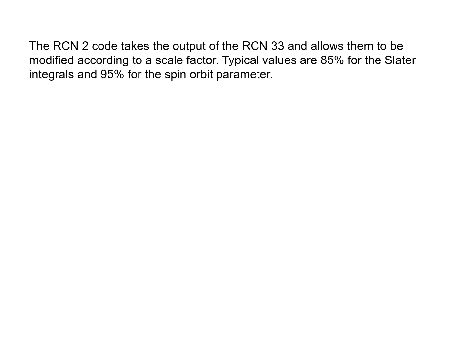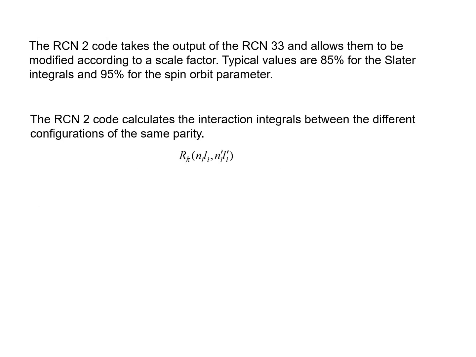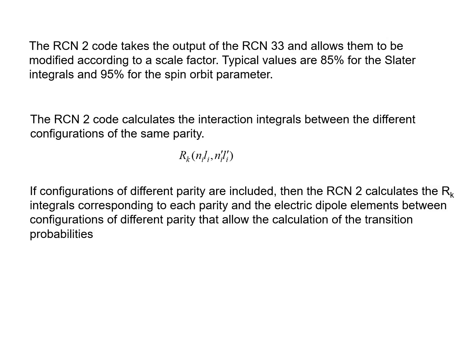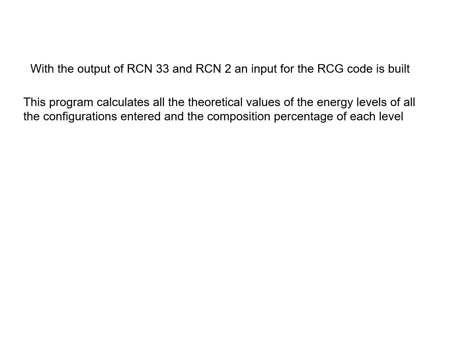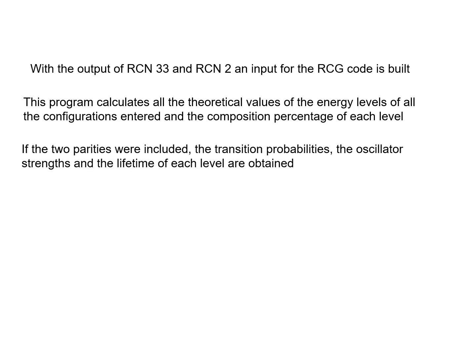RCN2 takes the output of RCN33. From this program, the interaction integrals between the different configurations of the same parity are obtained. If configurations of both parities are entered, then the RCN2 will give us the interaction integrals corresponding to each parity and the electric dipole elements between configurations of different parity and that allow the subsequent calculation of the transition probabilities. With the output of RCN33 and RCN2 an input for the RCG code is built. This program calculates all the theoretical values of the energy levels of all the configurations entered and the composition percentage of each level. If the two parity configurations are included, the transition probabilities, the intensities of the oscillators and the lifetime of each level are obtained.